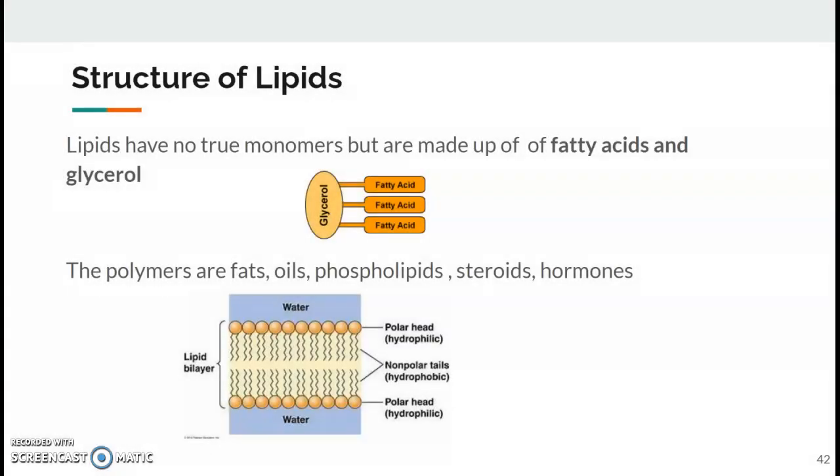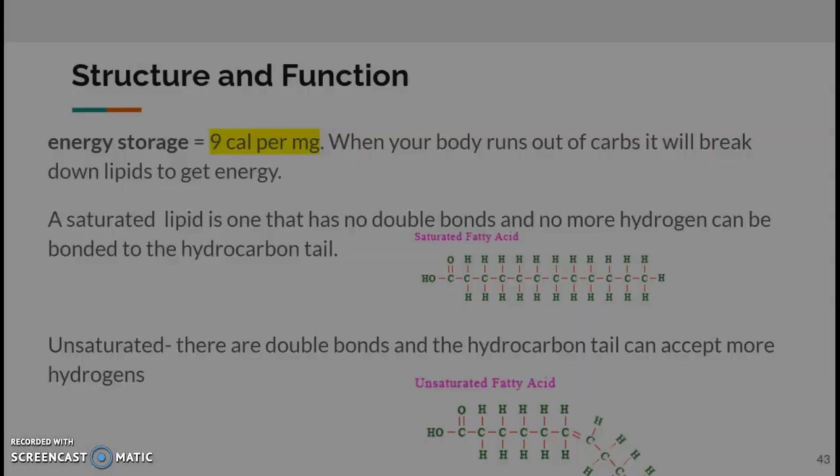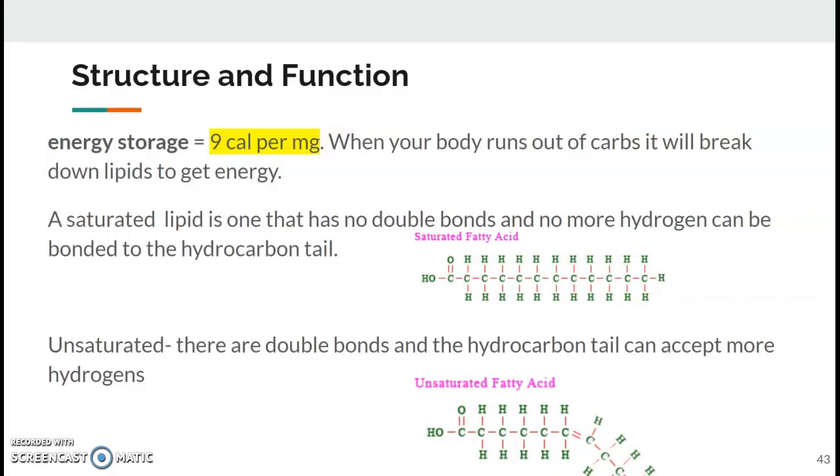Lipids don't have any true monomers, but if you're ever asked, fatty acids and glycerol is your answer. So it's not a typical monomer in the sense that we think of monomers. Polymers are like fats and oils, phospholipids, steroid hormones, etc. Lipids store 9 calories per milligram. And do notice that that is twice as much as carbs.